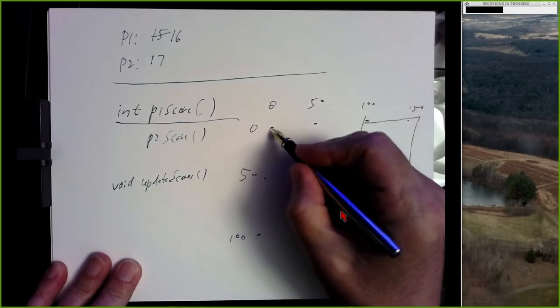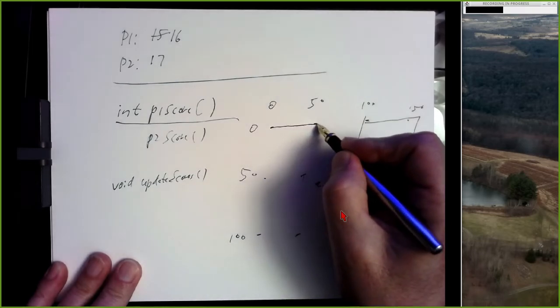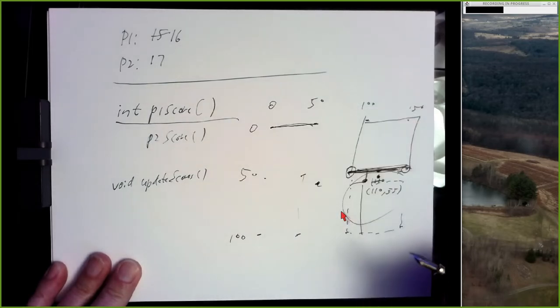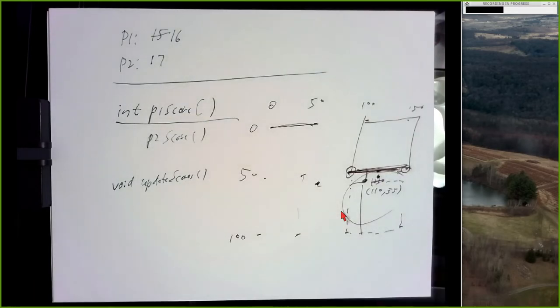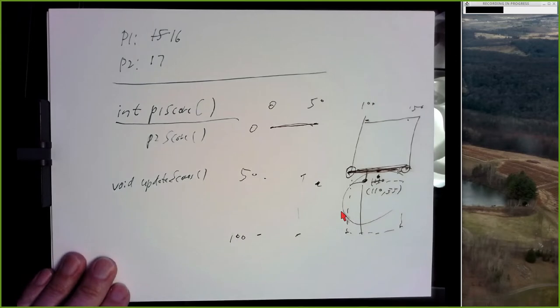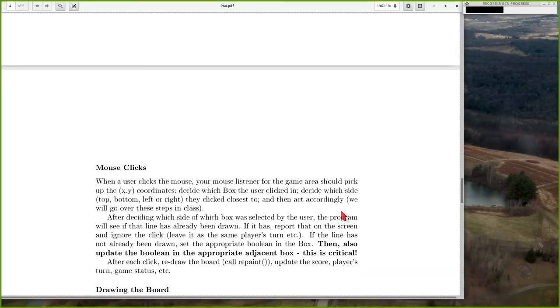But if you take this line right here, there is no box above us, and so don't try to take the box at index negative 1 and set its bottom equal to be true, because you'll get an exception. So there's some edge cases to deal with too. But once you can respond to a mouse click by turning on the booleans in the appropriate boxes, you've got the hardest part done.